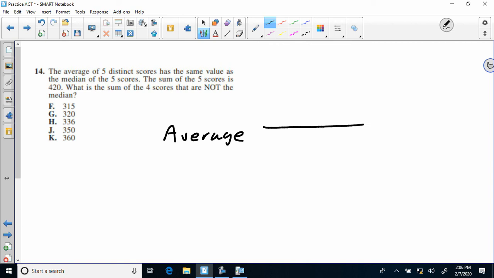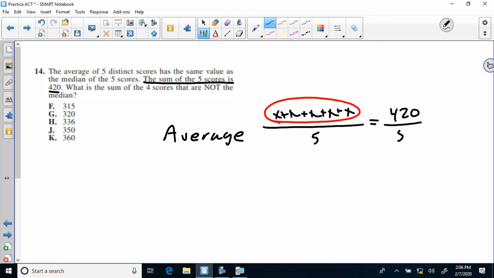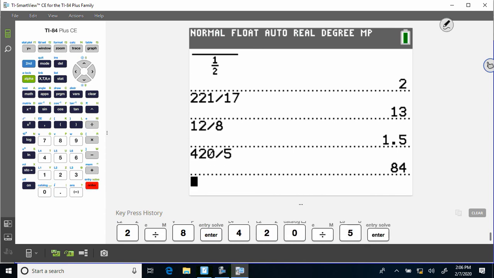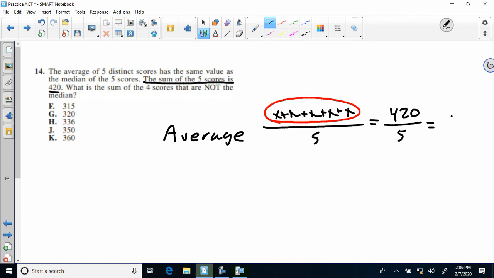So my average, I would have added up all of my scores, right? We have 1, 2, 3, 4, 5 scores, and we would add them, and we would divide by 5. That would have given me my average. But it says the sum of the 5 scores is 420, which means if I added all of these, the sum of those scores was 420. So really all you needed to do is plug in 420 over 5 and divide it. So 420 divided by 5 is going to give me 84. So I know my average is 84. With all the mess of the words in there, we know that my average is 84.